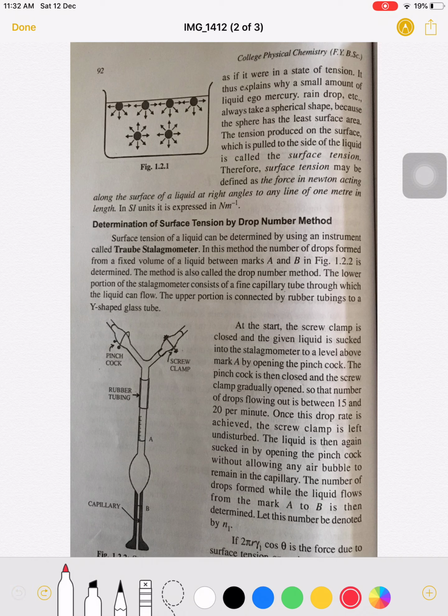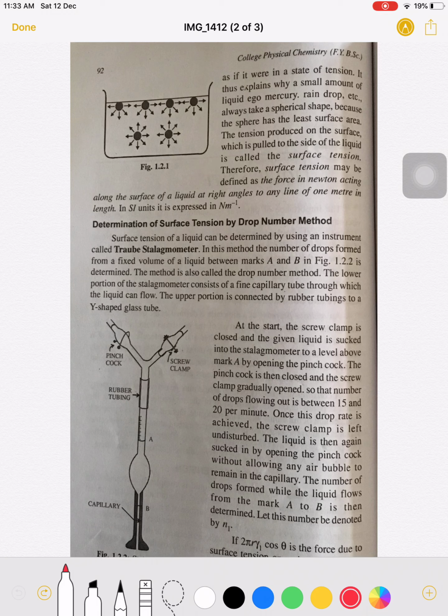Now see here, suppose this is the instrument where the liquid is sucked in between this mark A and mark B. So this much volume is there in that instrument. When we open this screw clamp, the liquid goes outside, and we are going to count how many drops there are when the liquid flows from mark A to mark B. By use of that number we can determine the surface tension of that liquid.